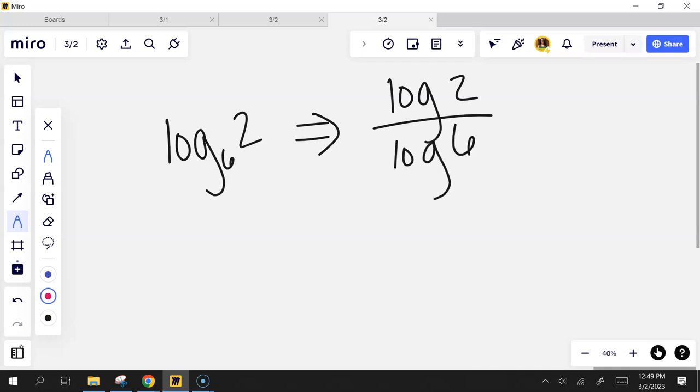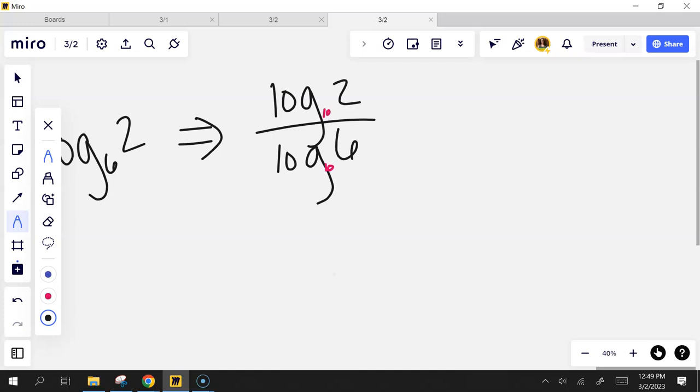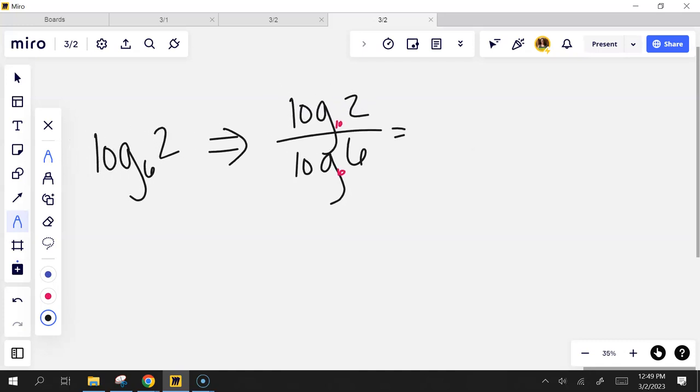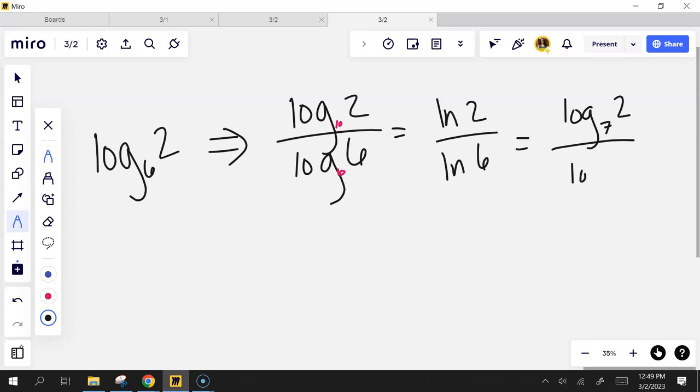Of course, there's no base here. This is a base 10. But I could do a base of anything. This allows me to change it into any base I want in order to evaluate this. I could make it natural log. I could make it log base 7 if I want. It doesn't matter. The point is that it doesn't matter what the base is, as long as it's the same on the top and the bottom. Then I can evaluate logs that way.